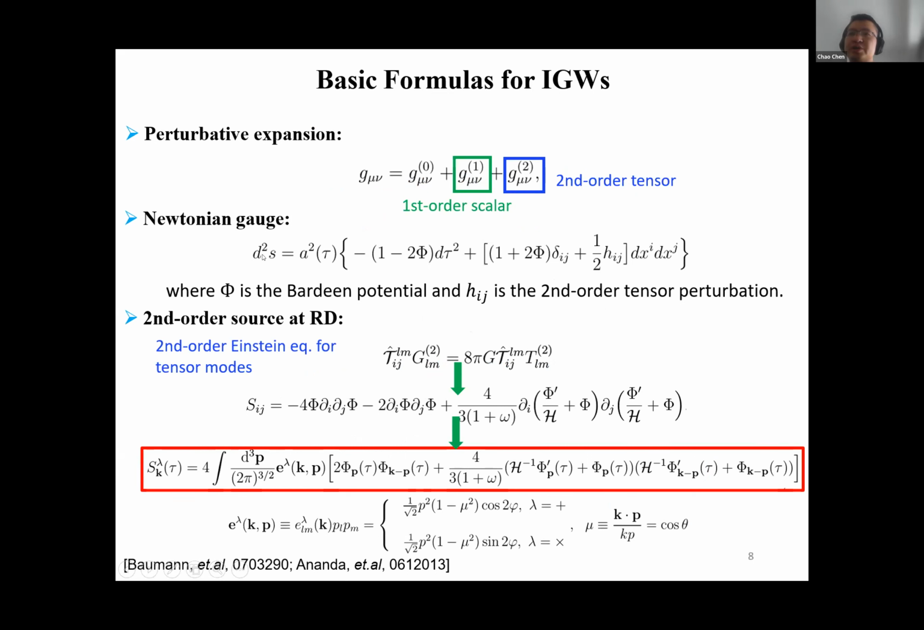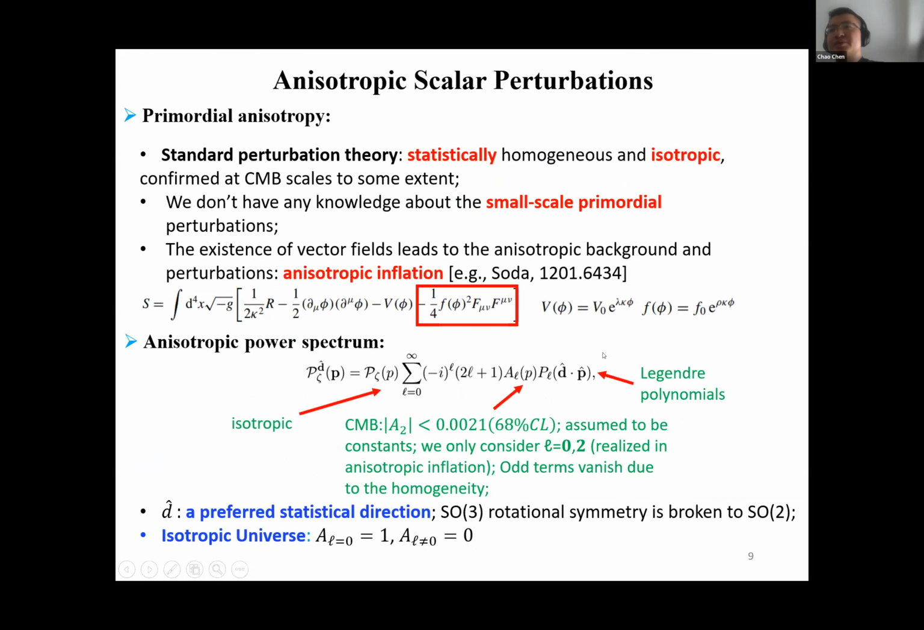second order tensor modes. In Newtonian gauge, we have this form for the metric perturbation, and here we ignore the anisotropic stress at the linear order. So we have the same Bardeen potential here. And from the second order Einstein equation, we can get the source term for the induced gravitational wave. This is a combination of the first order scalar perturbation. Now we get the source term, and we can calculate the induced gravitational wave.